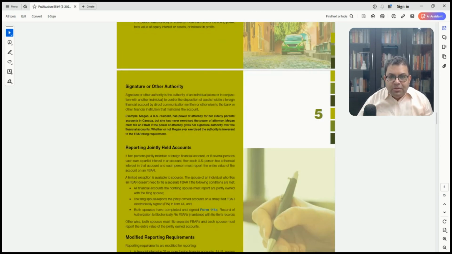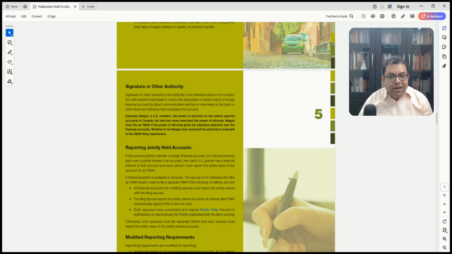Okay, then it talks about signature authority. For example, this example is given. Megan, as a US resident, has a power of attorney over her elderly parents' accounts in Canada, but she never exercised the power of attorney. Even though you have never exercised the power of attorney, and there are no incomes from those accounts, still you have to report. So Megan must file an FBAR if the power of attorney gives her signature authority over financial accounts. Whether or not Megan ever exercised the authority is irrelevant, right?